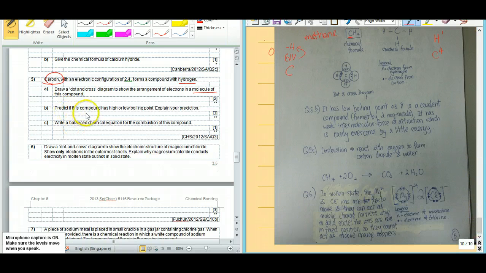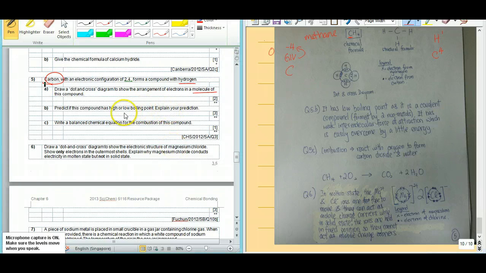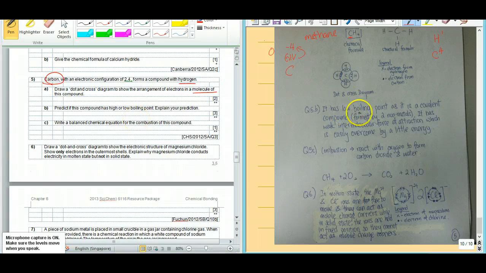Next, they ask you to predict if this compound has a high or low boiling point, and explain your prediction. So predict first. Do you think it's high or low? The answer is it has a low boiling point. Why is it so? Because it is a covalent compound.